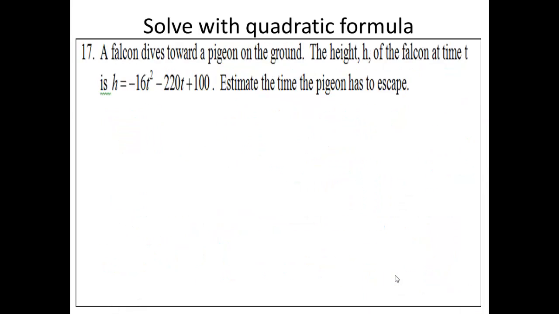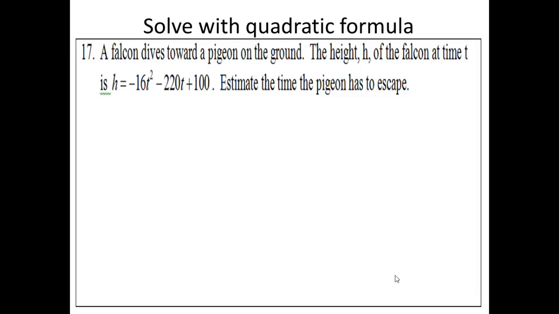Number 17. It looks a lot like 16. A falcon dives towards a pigeon on the ground. The height h of the falcon at time t is h equals negative 16t squared minus 220t plus 100. Estimate the time the pigeon has to escape.